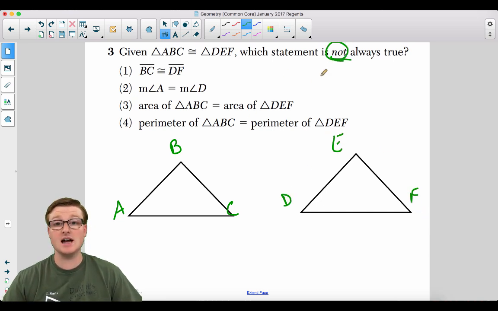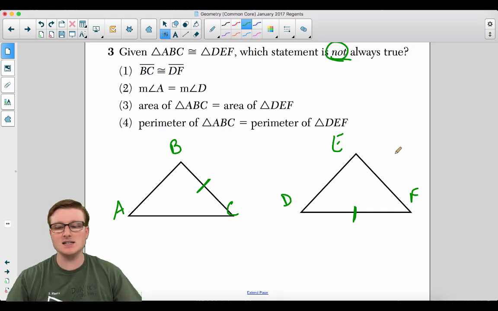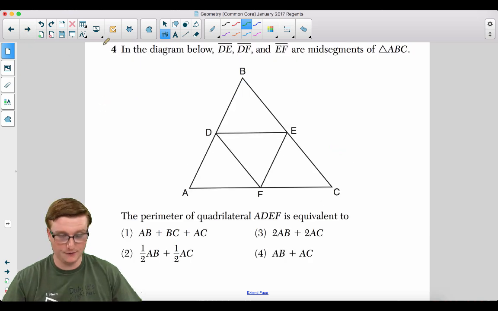Which statement is not always true? Well, BC is congruent to DF. Is that not always true? Yes, it is. I mean, it could be true, but it's not always true because those are not corresponding to each other. BC is not corresponding to DF. BC is corresponding to EF, not DF. So therefore, choice 1 is your answer. Moving on to question 4.